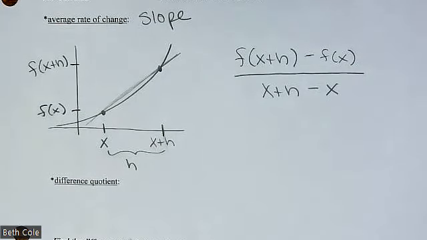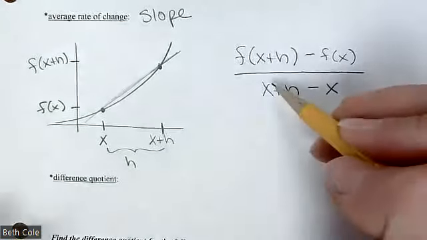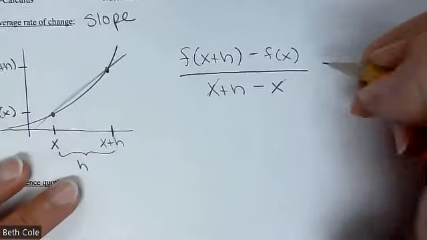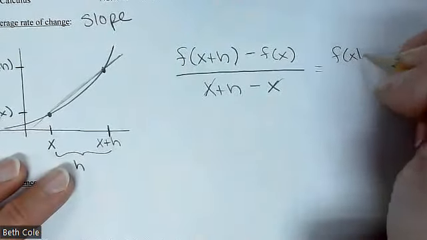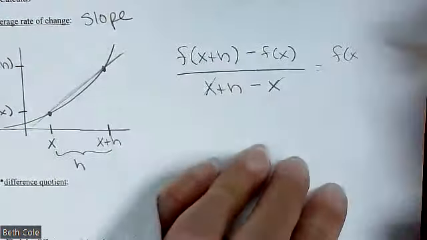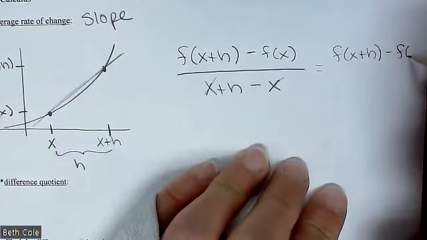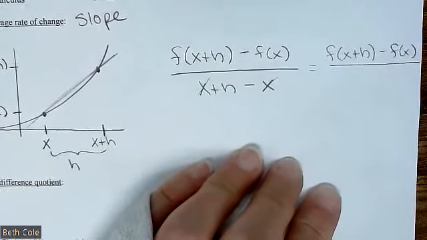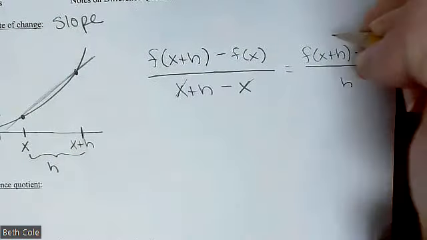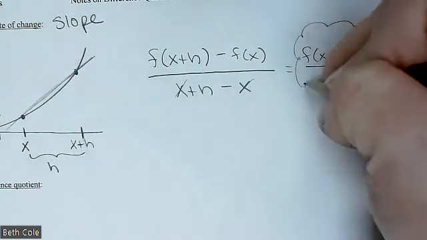The x and the denominator are going to cancel. So these are going to cancel out. And so it is actually just f of x plus h minus f of x over what? h. And that's the thing that you need to know.